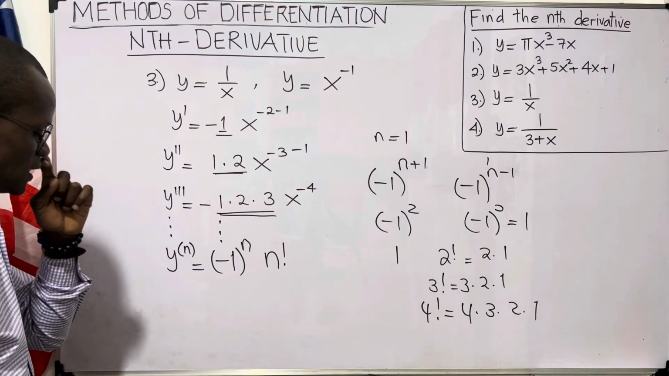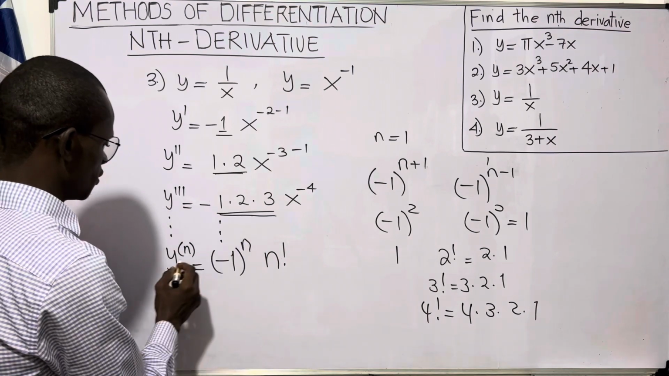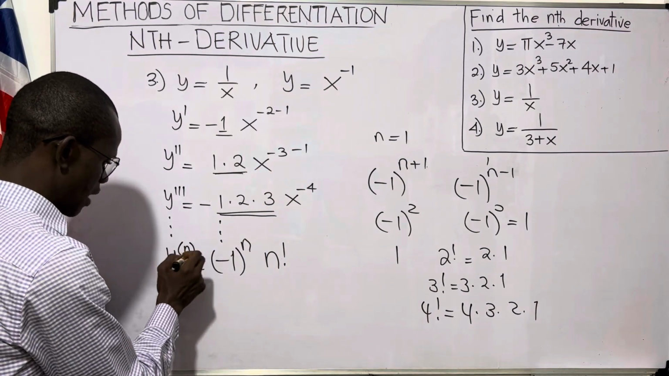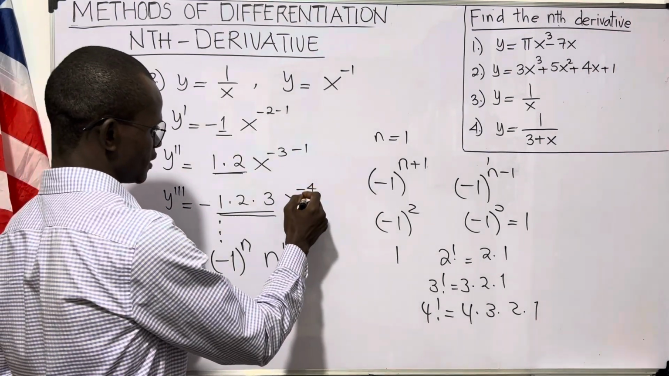So if you are finding the 10th derivative, you have 10 factorial times minus 1 raised to the 10th power, and then x raised to the power, open parenthesis, you have your 10 right here. Then what about this? This is the last one.